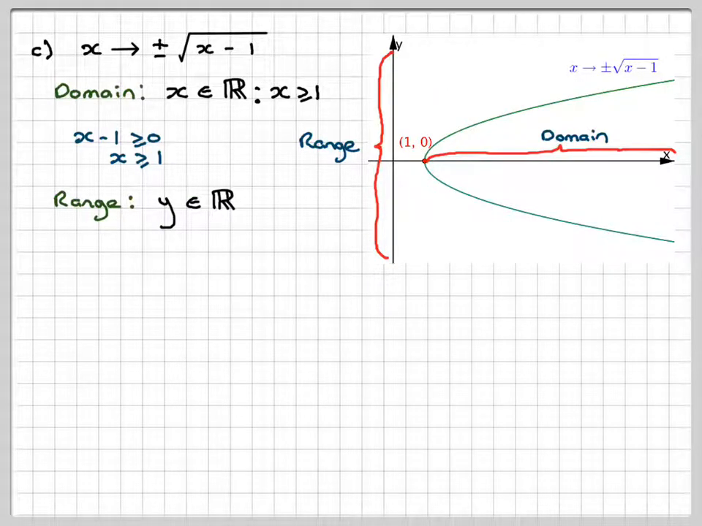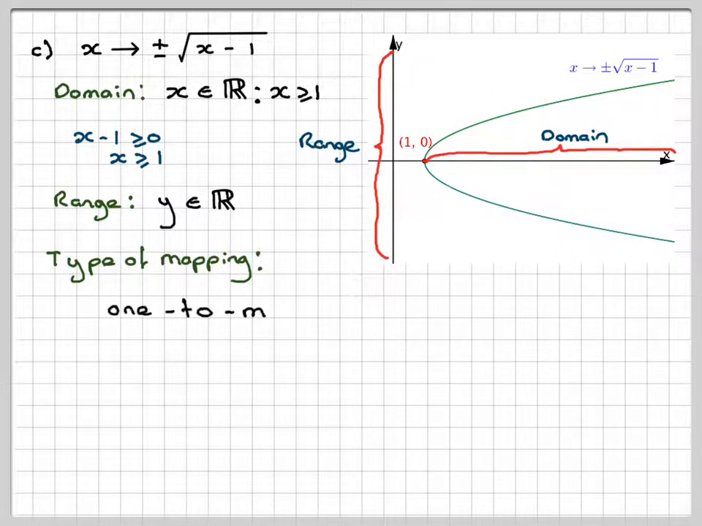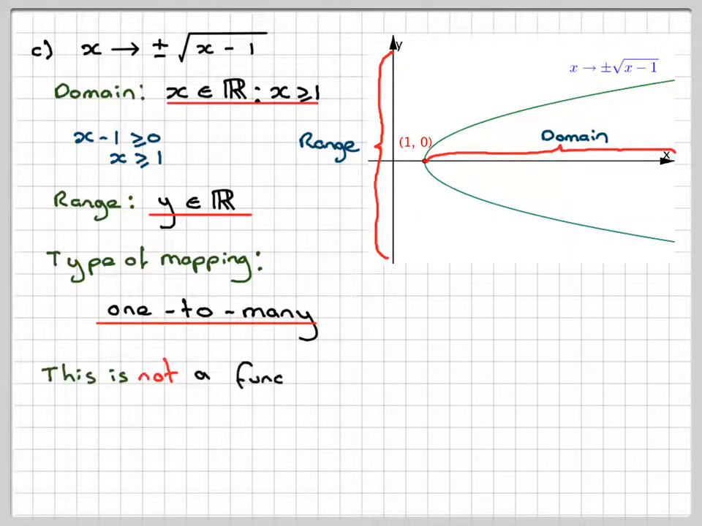Now, what type of mapping is this? Well, here one thing will go here, or it will go here. And therefore, that makes it a one to many. And therefore this is not a function, because it doesn't fulfill the definition of a function: one element of one set maps onto one and only one element of the second set, and therefore it's not a function.